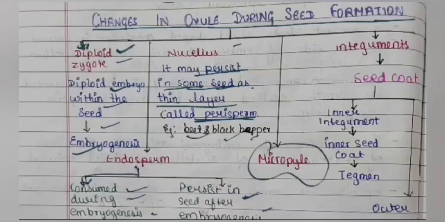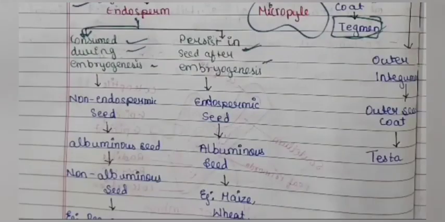Now some changes occur in the micropyle. Then coming to integuments, those are the seed coats. The first one is the inner integument, that is the inner seed coat known as tegmen. Then the second one is the outer integument, or the outer seed coat, that is known as testa.